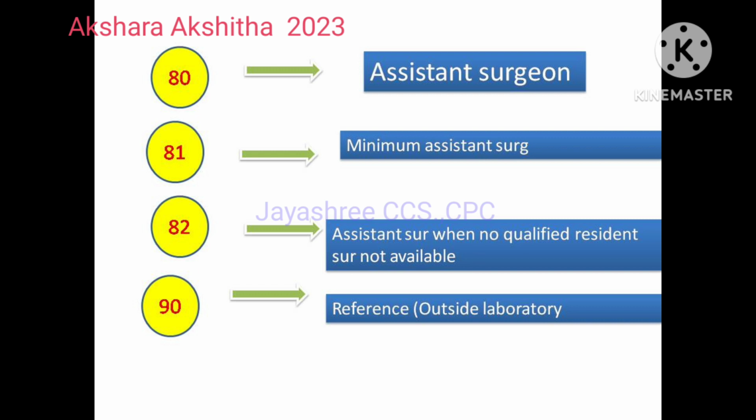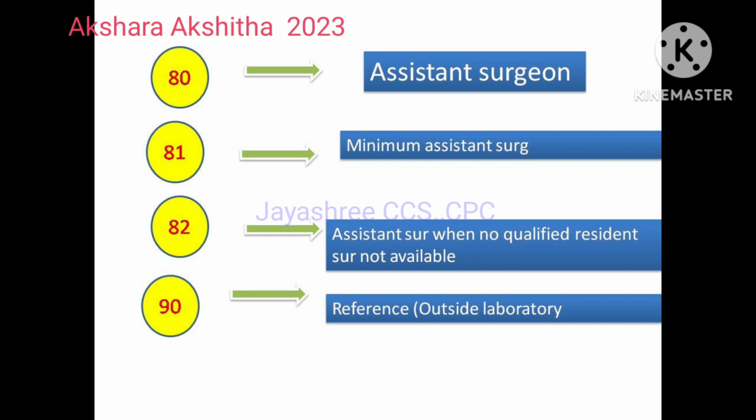But if the doctor is a PA, then we need to append the AS modifier for that doctor. If the doctor is an MD, then assistant modifier 80, minimum assistant modifier 81. Assistant modifier 82 is used when there is no qualified resident doctor available. The doctor has to document that we don't have a resident doctor to act as an assistant. If we have this note, then we need to append the 82 modifier to the assistant doctor.